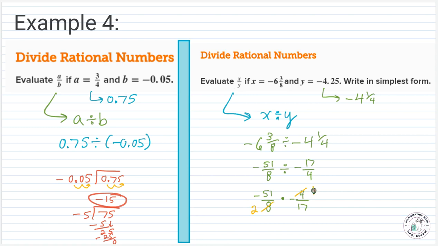And then you can cross-cancel between the 51 and the 17 because they're actually both divisible by 17. So 17 divided by 17 is 1. 51 divided by 17 is 3. And so now multiplying our numerators, we're going to have -3 times 1. So that's going to be -3. And then 2 times 1 is 2. And -3 halves, rewriting this as a mixed number, is going to be -1 1/2. And so there's our final answer for that question.